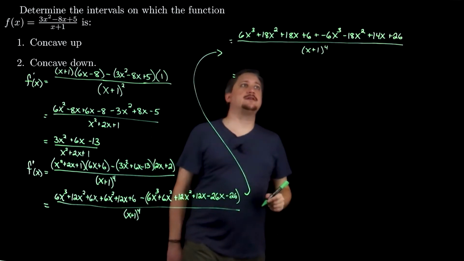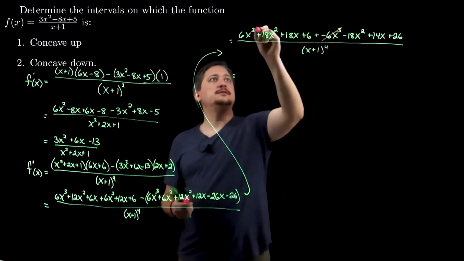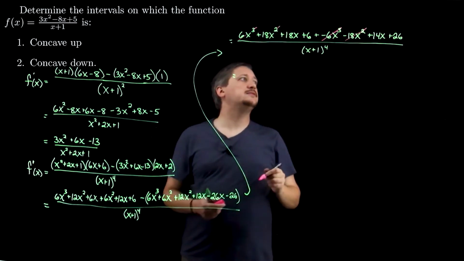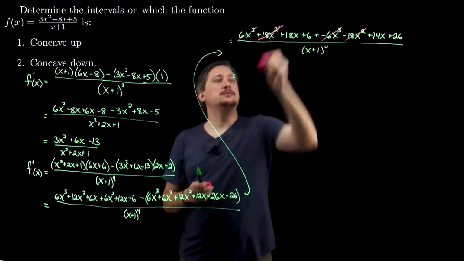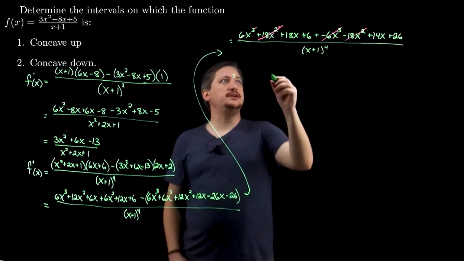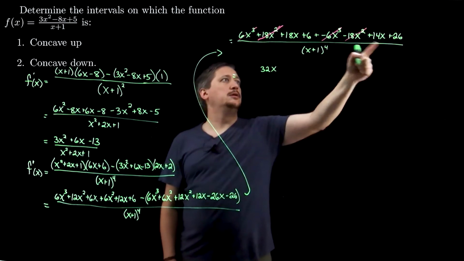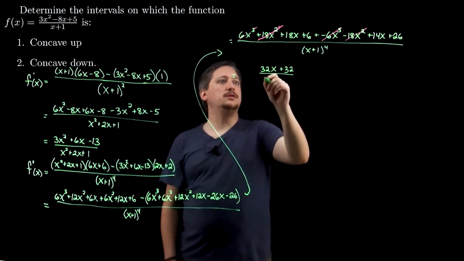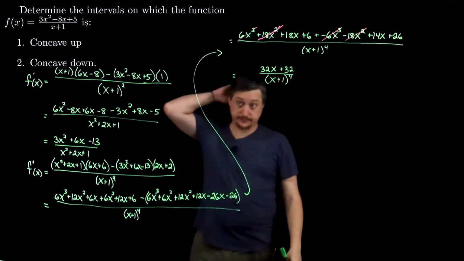And I can finally combine like terms. So my x cubes cancel. My x squareds cancel. That's good news. So I'm down to the other ones. So I'm going to have 18 plus 14, so that's 32x, and then plus 32 over x plus 1 to the 4th.